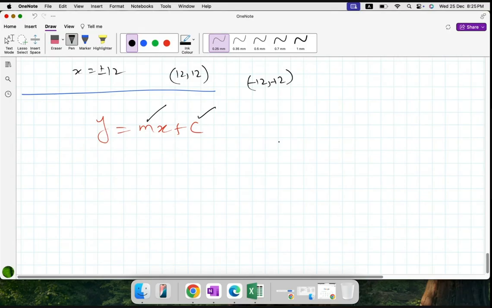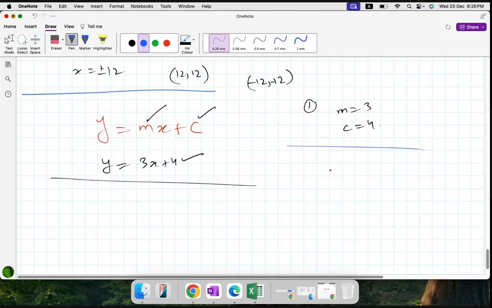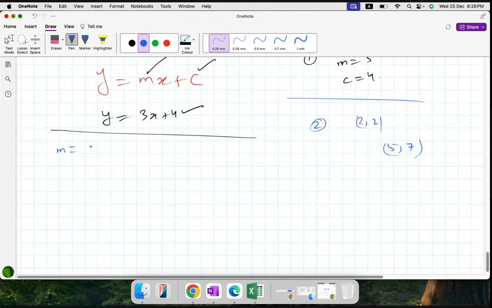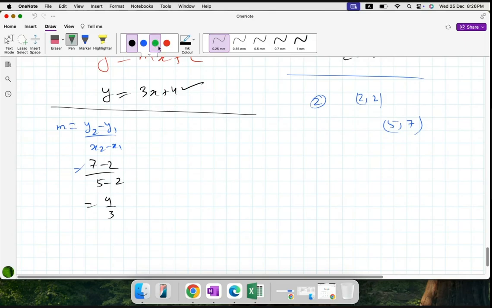There will be different types given. For example, one question says that the gradient is 3 and y-intercept is 4. So we can write y equals 3x plus 4 and equation is done. The second could say that the line passes through 2 comma 2 and 5 comma 7. So we'll need the gradient first, that is y2 minus y1 over x2 minus x1. So using the same coordinates, this is 7 minus 2 over 5 minus 2, which is 4 by 3. This is the gradient. So y equals 4 by 3x plus c.